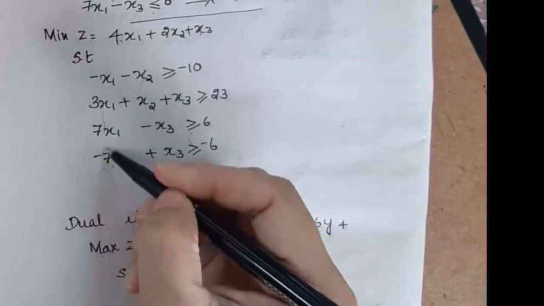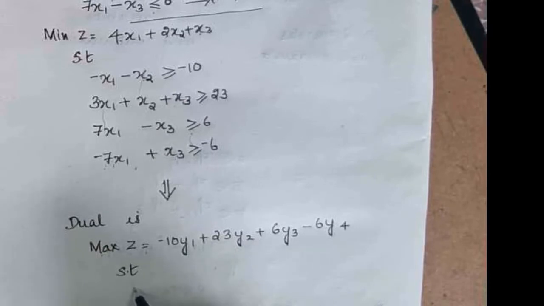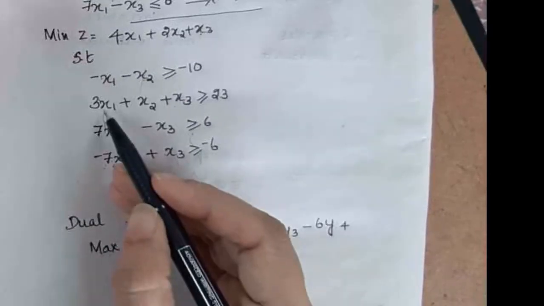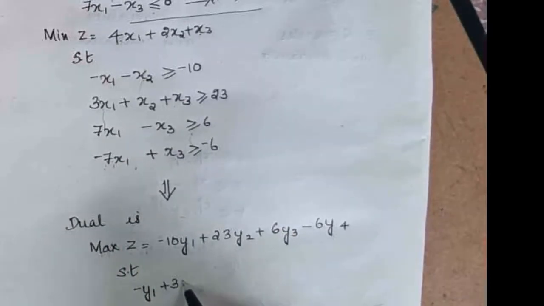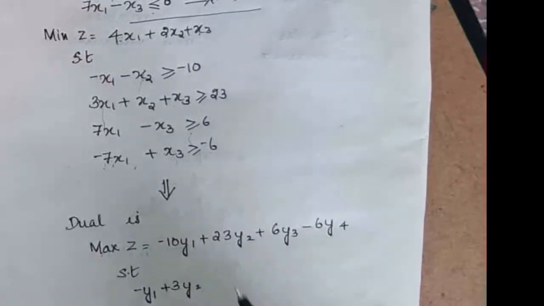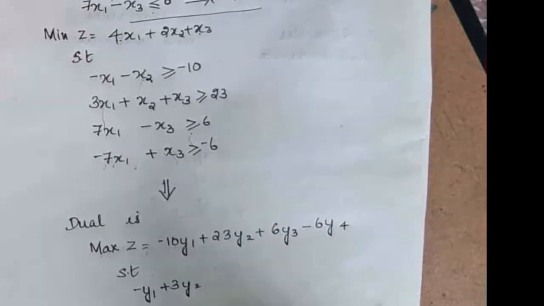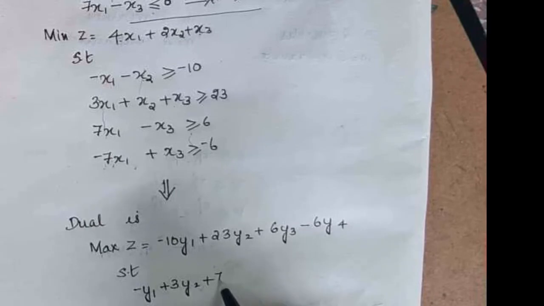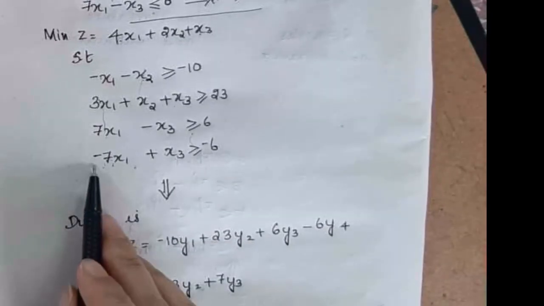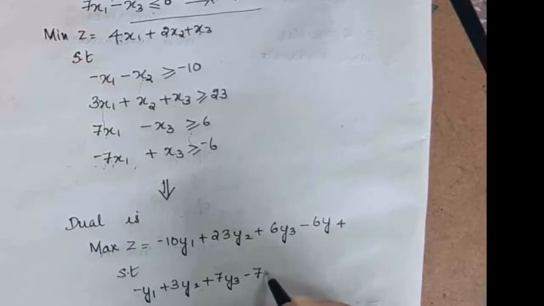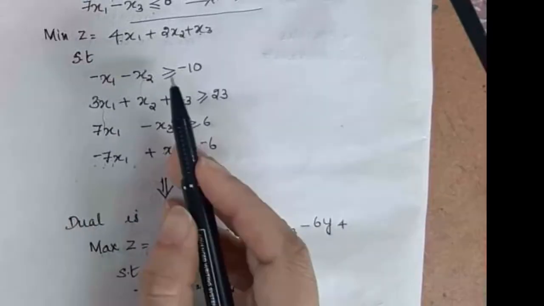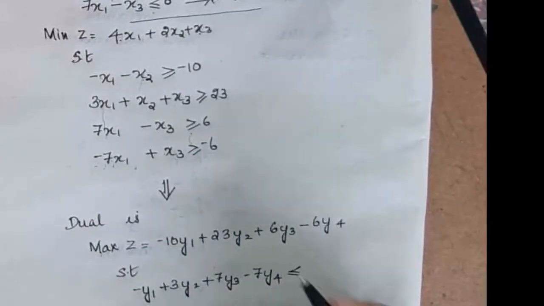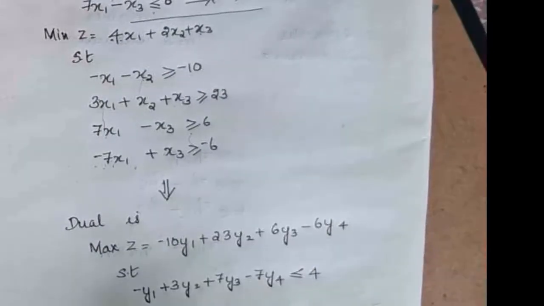So we will take the first x1s, that will be minus y1 plus 3y2. Then we have plus 7x1, so it will become plus 7y3 minus 7y4. This is greater than, so it will become less than or equal to, with the right hand side value as 4.